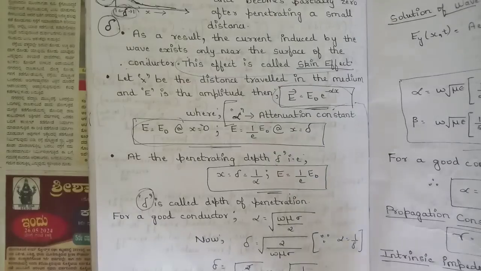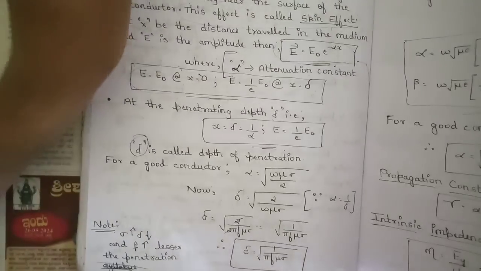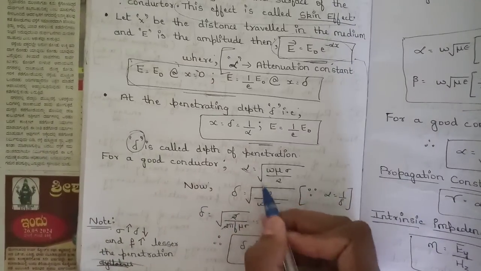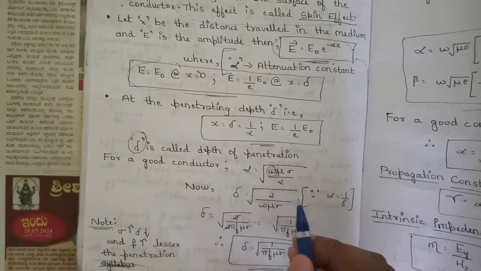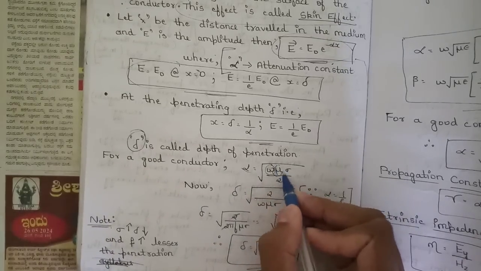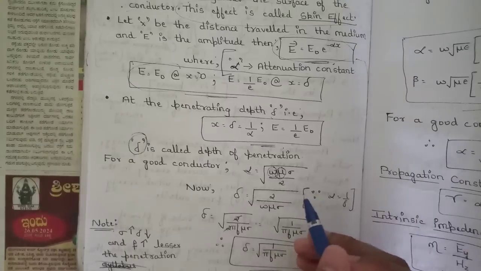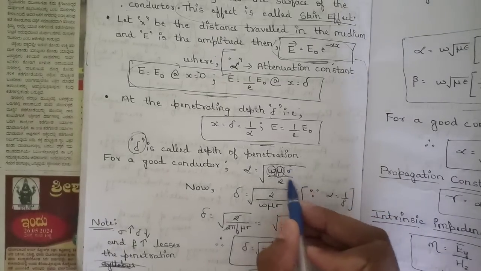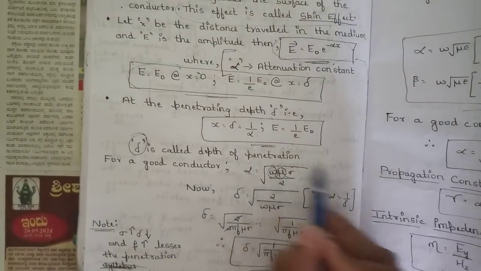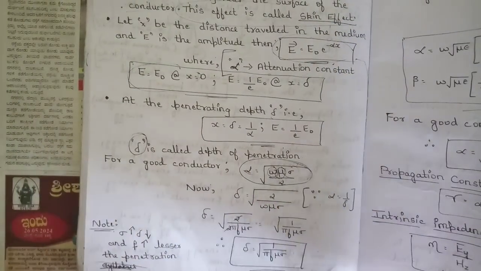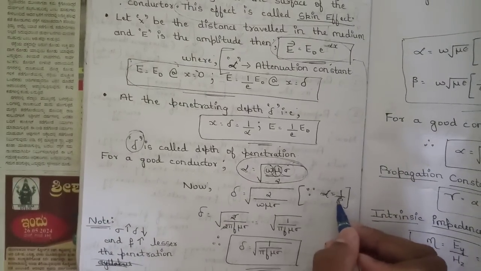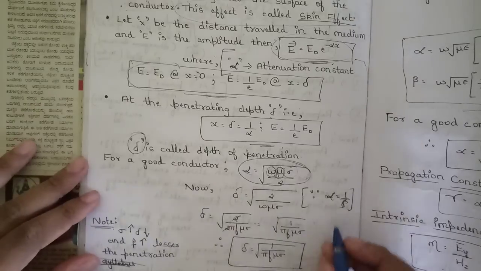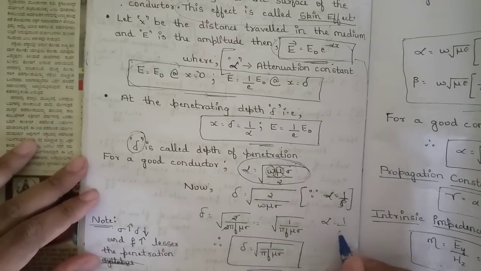For a good conductor, we have a simple expression for alpha, the attenuation constant: alpha is equal to the square root of omega mu sigma by 2, where omega is the oscillating frequency, mu is the permeability of the medium, in free space mu equals mu naught, and sigma is the conductivity, divided by 2, the whole under a square root. This is the expression for the attenuation constant. Since alpha is equal to 1 by delta, we have a direct relation between the attenuation constant and the depth of penetration.